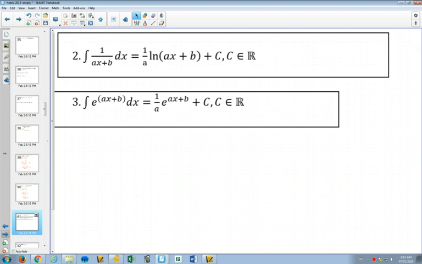Notice that if you have 1 over a function, that's the derivative of a natural log. 1 over x is the derivative of a natural log. So if you see 1 over ax plus b, well, you're going to say it's going to be a natural log, but it would have a chain rule, so I'd have to divide by a as well. Same thing with e to the x. If you're doing an integral of e to the x, you know that it's going to stay the same, but if it has a simple chain rule, you're going to have to divide by a as well.